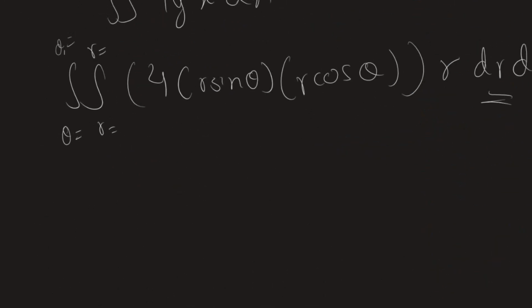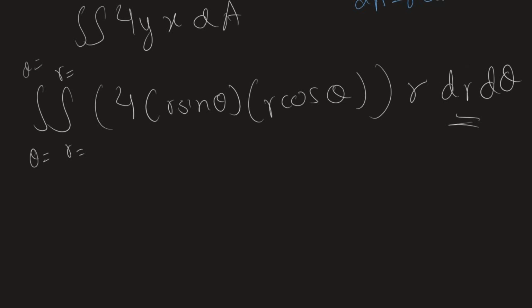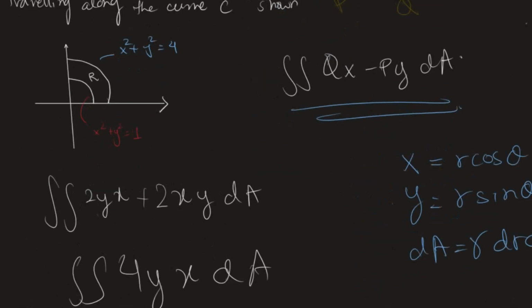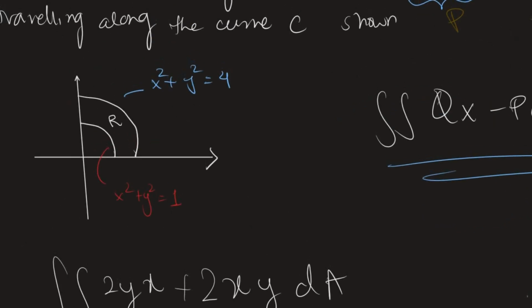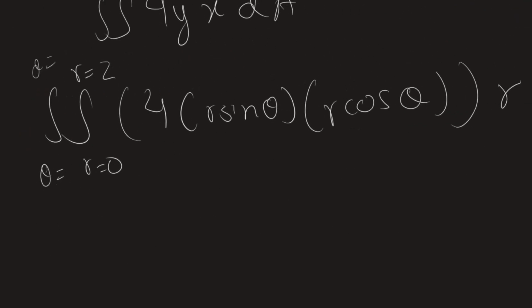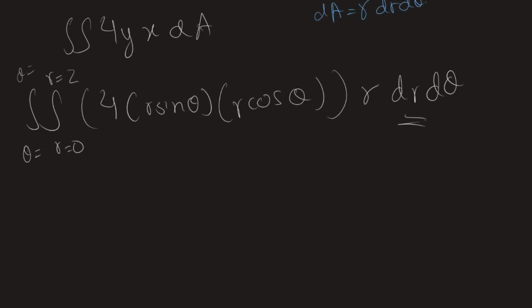Since it's r squared equals 4, that's why the radius is 2 and not 4. So now we have our radius, and for theta we simply look at the angle. If you look at the angle, it's going from this to this. We're starting at 0 and going to 90 degrees, and 90 degrees in radians is pi over 2. So we're going from 0 to pi over 2.